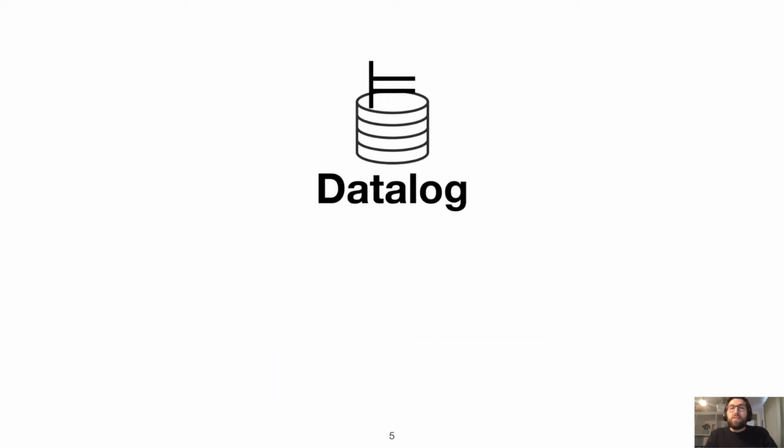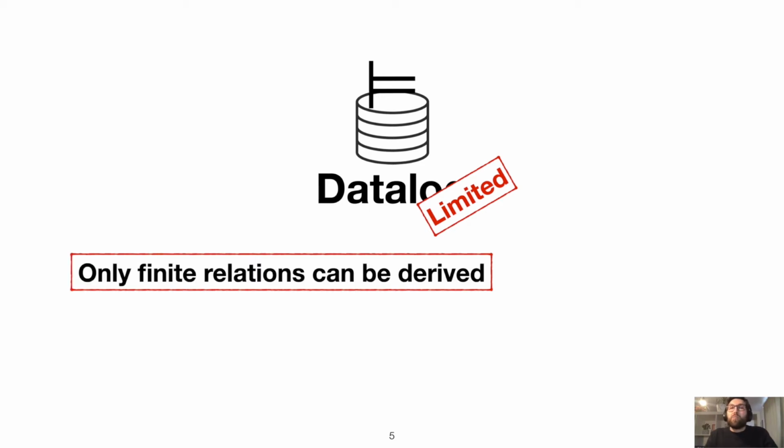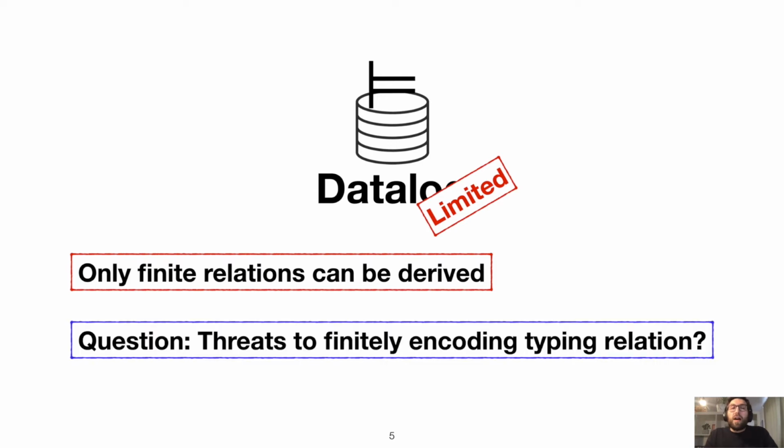So Datalog is a logic programming language, but it is limited. It's limited because it can only derive finite relations. And the reason behind this limitation is that Datalog tries to exhaustively enumerate all derivable tuples. And if there's an infinite number of derivable tuples, then the Datalog program will not terminate. So the question is, what are the threats to finitely encoding the typing relation?